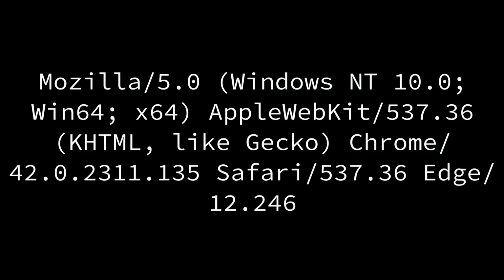Now they also all claim to be WebKit. They all claim to be KHTML. They all have the word Gecko in there, just in case you're sniffing for that. That's Firefox and friends. Most of them even say Chrome and Safari now. This is the one for Edge, as it happens. But they all do this business.